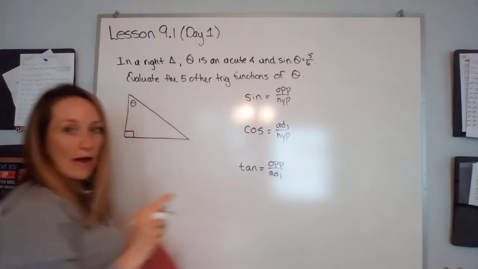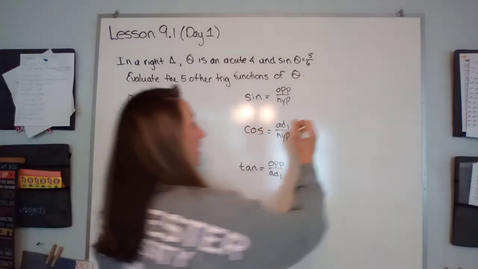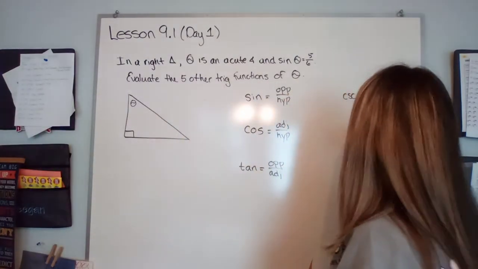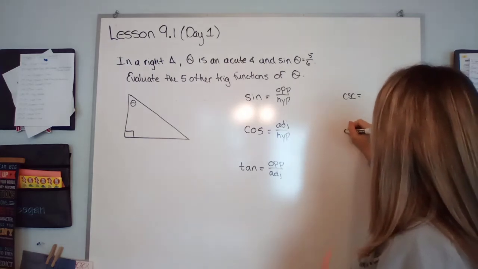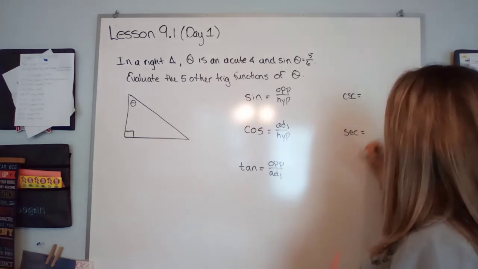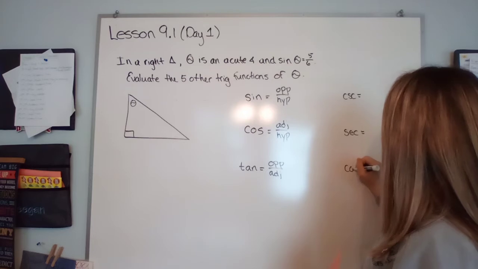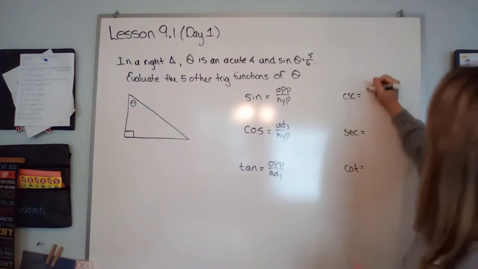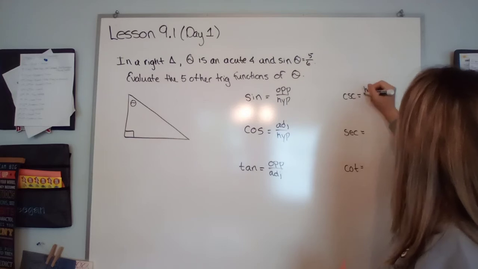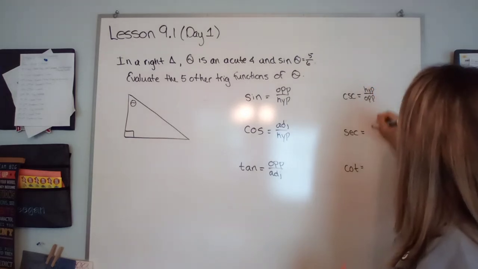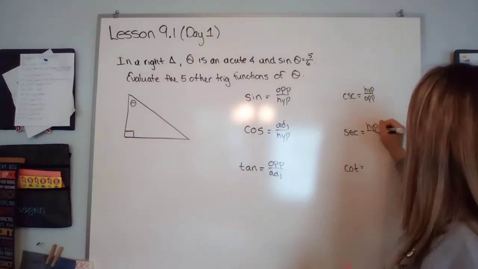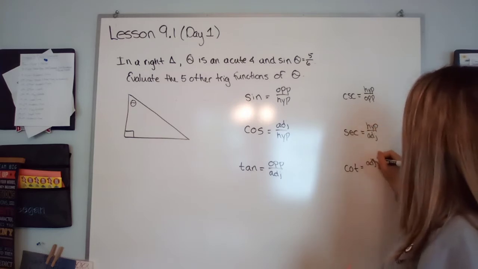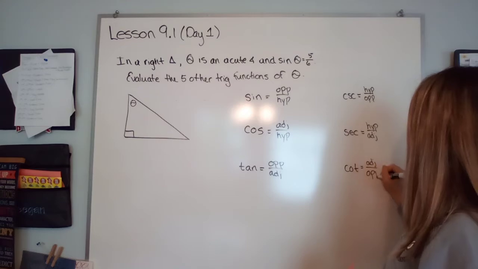And then they're matching reciprocals. So sine matches with cosecant. Cosine matches with secant. And tan matches with cotangent. Okay. And they're the reciprocals. So I can write that up again as well. Hypotenuse over opposite. Hypotenuse over adjacent. And adjacent over opposite.